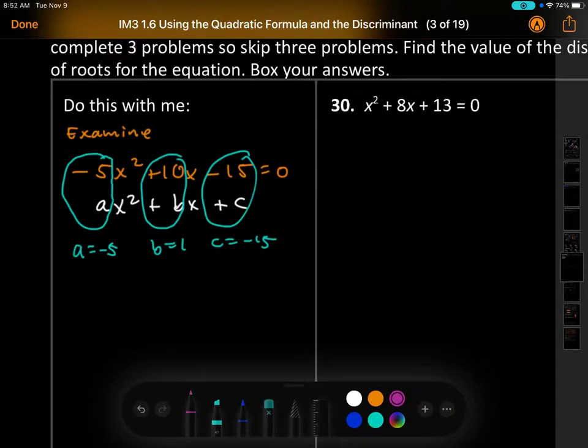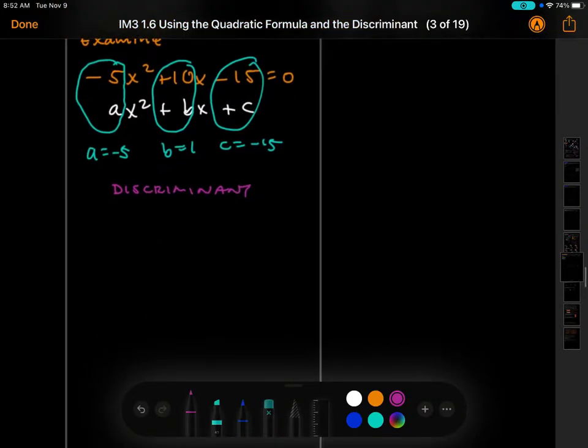Okay, we need to find the discriminant. Remember, that is what's inside of the quadratic formula, b squared minus 4ac. And we're going to compare it to 0.